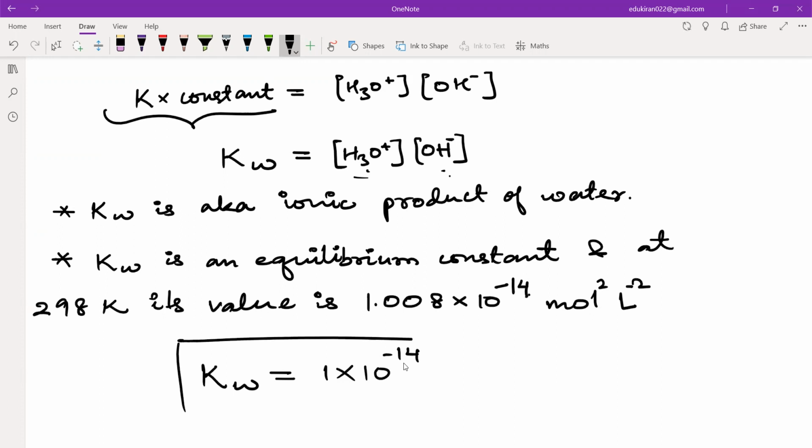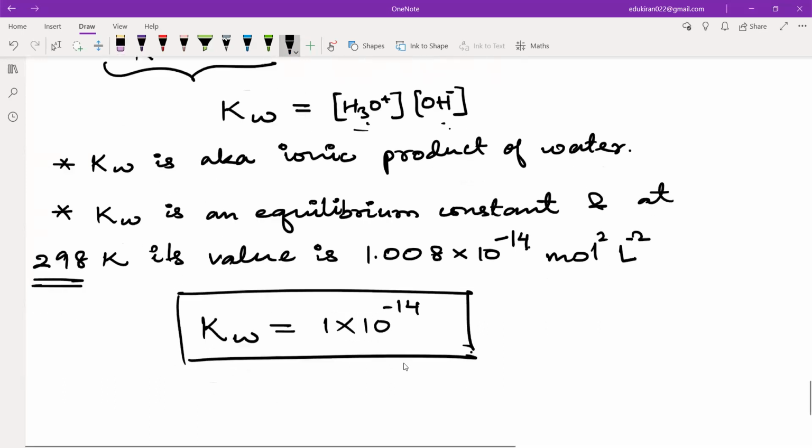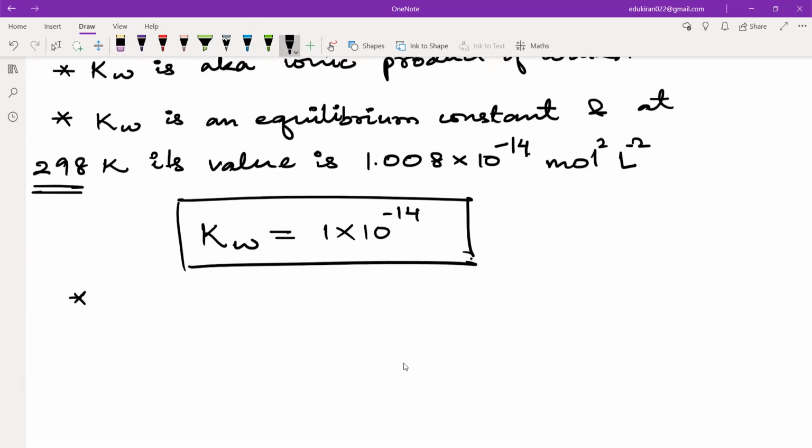This is something that you have to memorize. This is going to help you guys. In ionic equilibrium, we are going to introduce a term that is going to help us calculate the concentrations in ionic equilibrium. That is the new term that we have introduced, Kw. We already know this value, 10 to the power minus 14. It is not going to change if the temperature is 298 Kelvin.